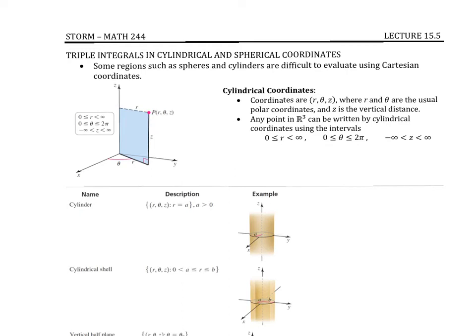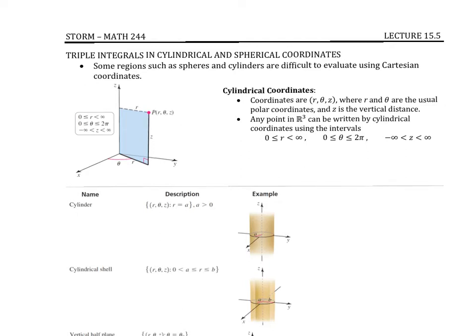In this section 15.5, we're going to be computing triple integrals using cylindrical and spherical coordinates. Similar to two-dimensional space when we went from Cartesian or XY to polar, now we're going to go from XYZ or rectangular coordinates to cylindrical and spherical.